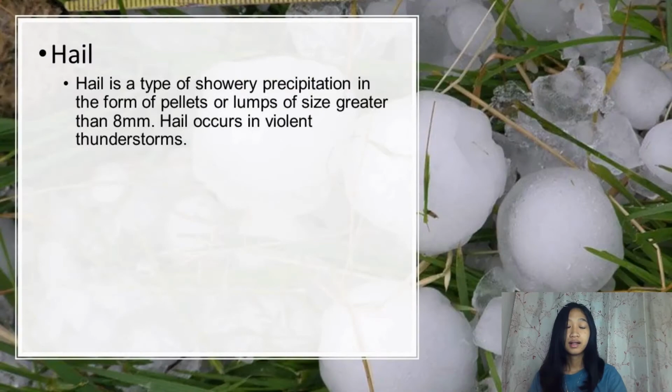And then lastly is hail. Hail is a type of shower precipitation in the form of pellets or lumps of size greater than 8 millimeters. Hail occurs in violent thunderstorms. Also, hail is one of the examples of solid precipitation.